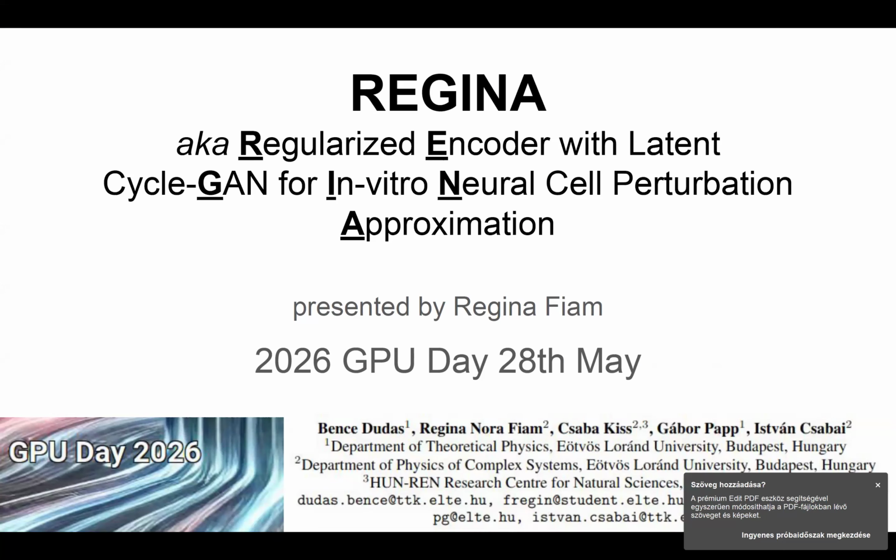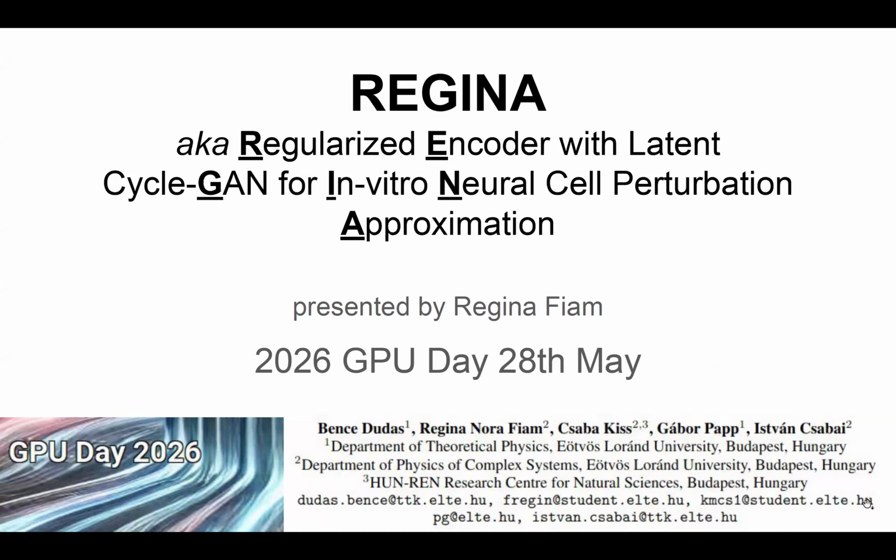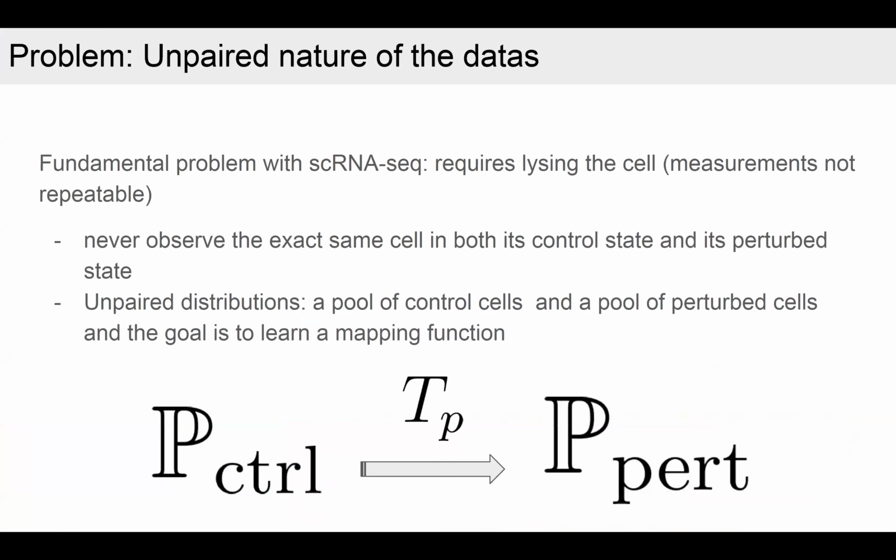I will be talking about the Regina model. It is applied for virtual cell modeling. The idea originally came from a challenge where it was necessary to predict how certain gene perturbation knockouts will affect a cell state. I tried to keep it short.